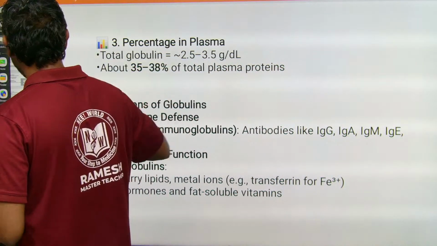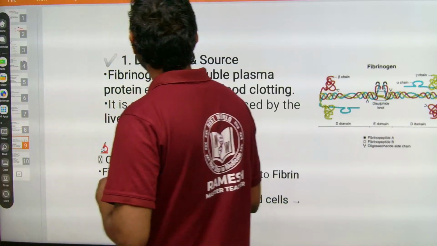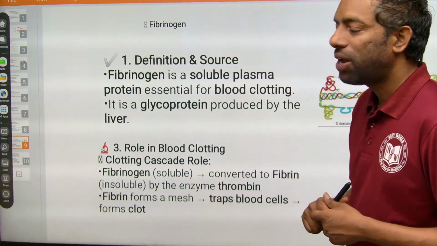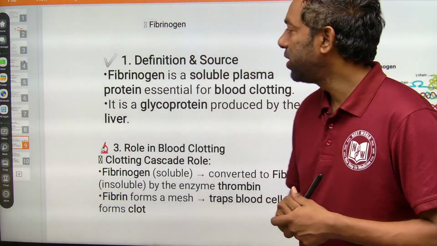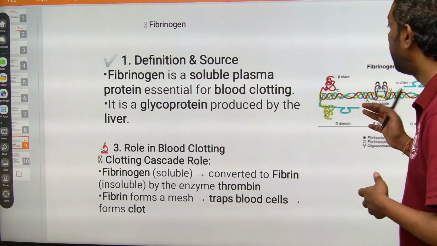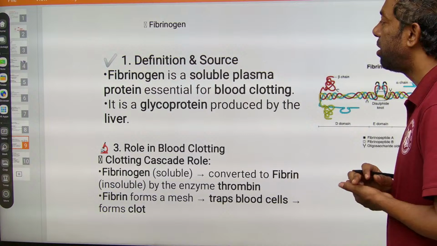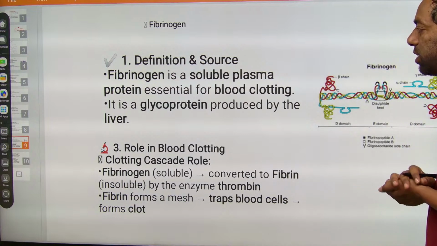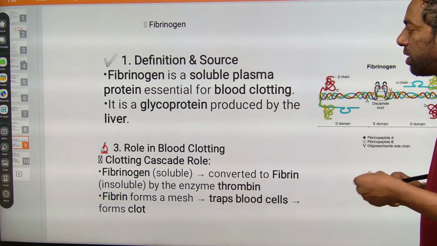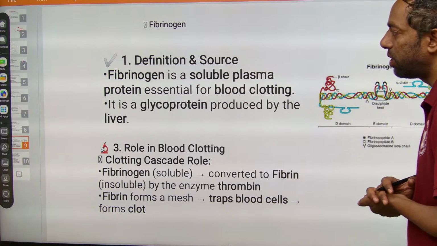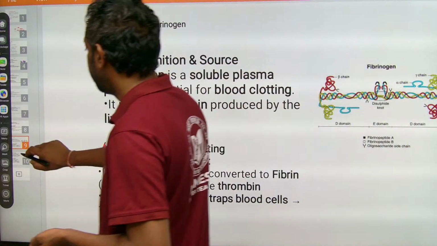Next one, fibrinogen. You guys know fibrinogen. Fibrinogen is the soluble plasma protein essential for blood clotting. It is a glycoprotein which is produced by the liver. This is the most important for NEET.